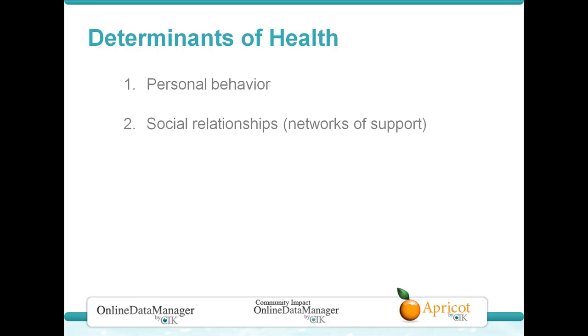The second one is social relationships. People that are connected, that have social relationships, tend to be healthier than people that are isolated. That's why, again, strategies that I'll talk about later around seniors staying active and independent require social relationships as a key ingredient.